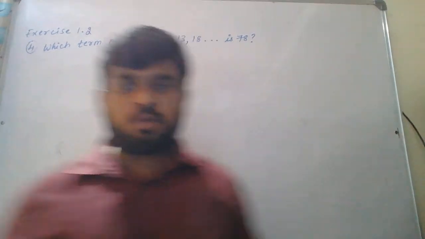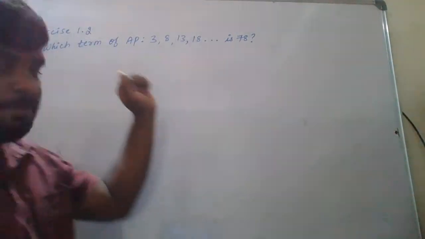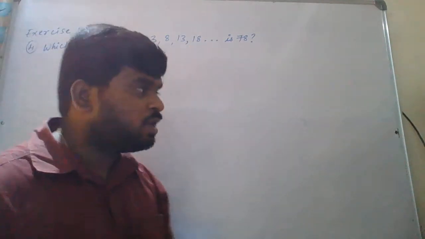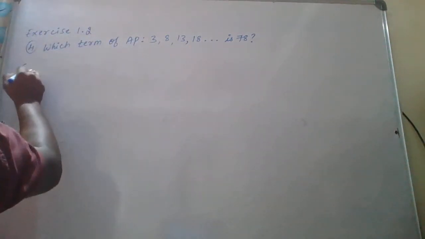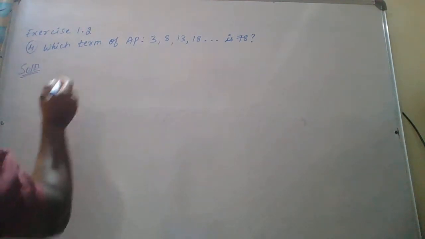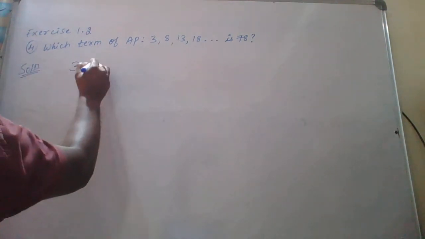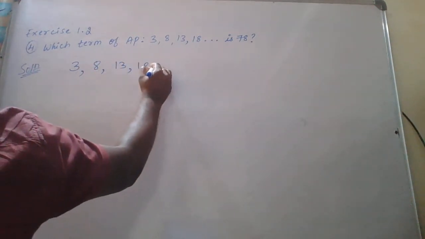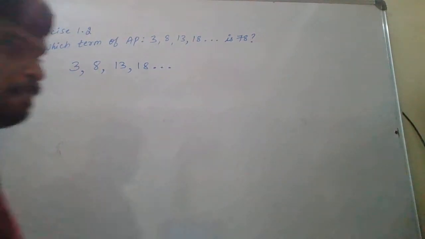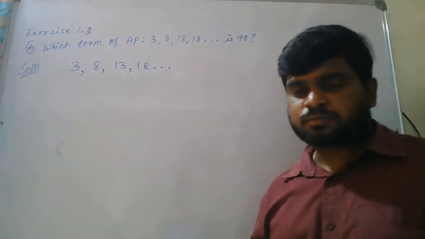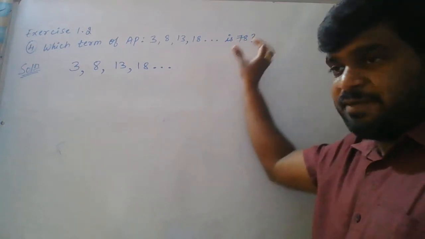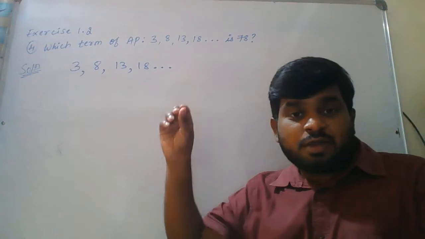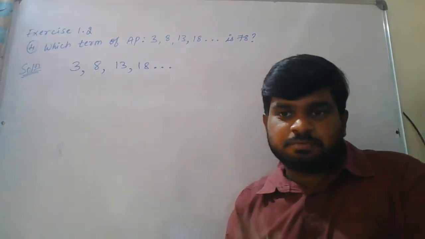Okay, students. The next problem is, which term of the AP 3, 8, 13, 18 is 78? They have given us an AP: 3, 8, 13, 18, and so on. This number 78 is going to come in this AP itself, somewhere. We have to find where exactly it comes.